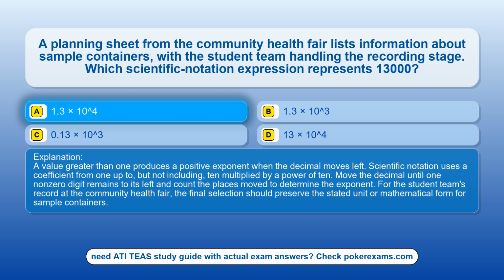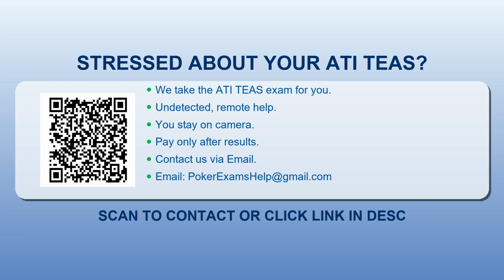A value greater than 1 produces a positive exponent when the decimal moves left. Scientific notation uses a coefficient from 1 up to, but not including, 10 multiplied by a power of 10. Move the decimal until one non-zero digit remains to its left and count the places moved to determine the exponent. For the student team's record at the community health fair, the final selection should preserve the stated unit or mathematical form for sample containers.